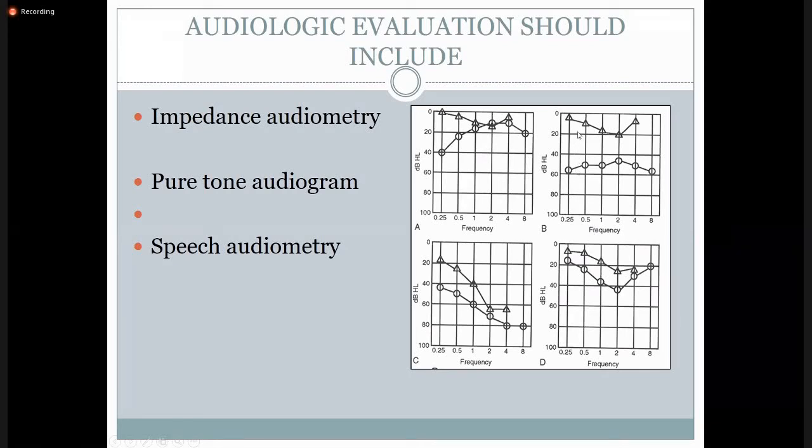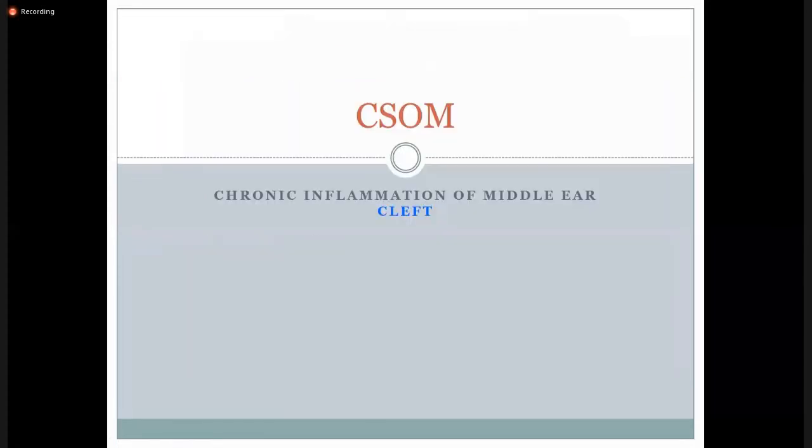And normally there should be no gap between the air conduction and the bone conduction. But if there is a gap of 30 or more than 20, then we say there is an air-bone gap between the two graphs and the patient is suffering from conductive hearing loss, which is commonly found in otosclerosis and other conditions.